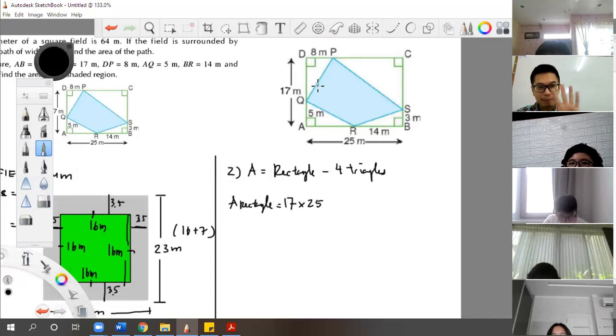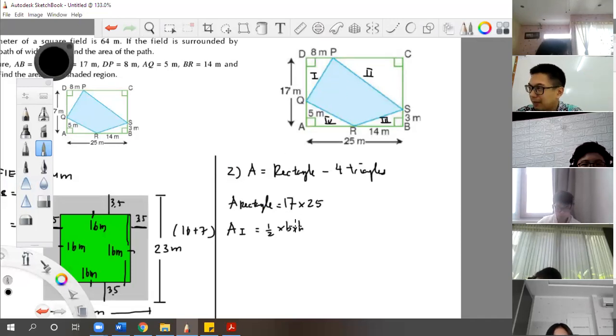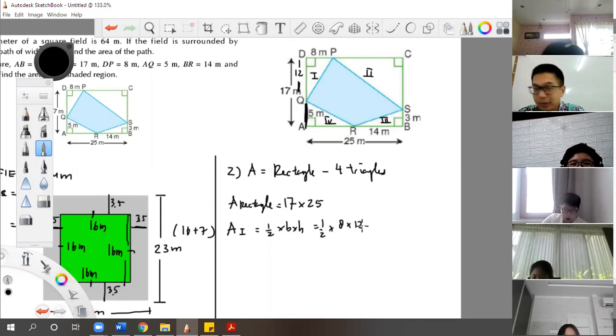Terus area-nya ada 4 triangles, right? Area 1, area 2, area 3, area 4. Mau 1, 2, 3 bebas aja, nggak ada aturan. So, area 1. Hitung dulu. Triangles, half times base times height. Base height-nya ada 8 and, wah, ini berapa nih? Ini kan 17. Ini udah ada 5, guys. Berarti sisanya 12 kan? So, you name it one by one. Base-nya 8, height-nya 12. Lu mau terbalik-balik, nggak apa-apa.